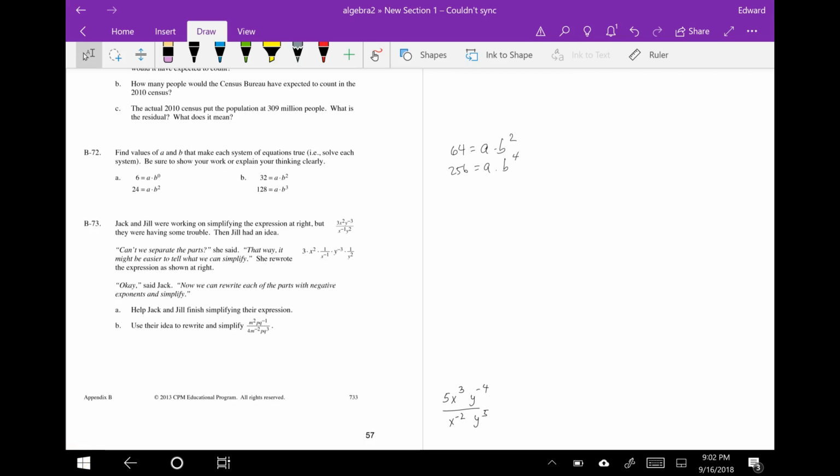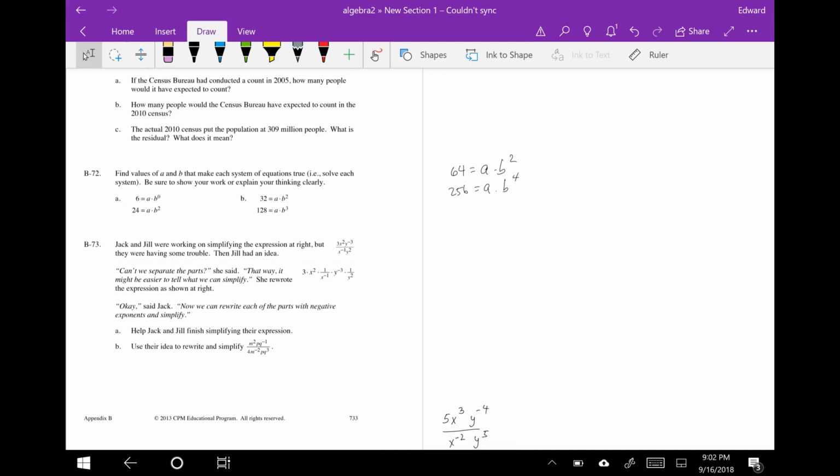Problem B72 asks you to solve systems of equations that are not linear functions. We're used to having these things look like lines, and now suddenly we're looking at exponential functions. Now, how do we solve something like this? Well, elimination generally does not work for something like this if these terms have different powers. This one has a times b squared. This one has a times b to the fourth. So elimination is not going to work. However, substitution is a good candidate. So let's take a look at the first equation. 64 equals a times b squared. We could rewrite this to solve for a by dividing both sides by b squared.